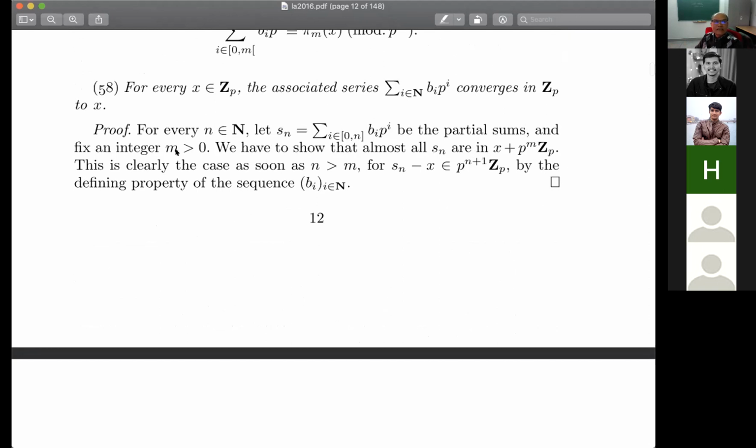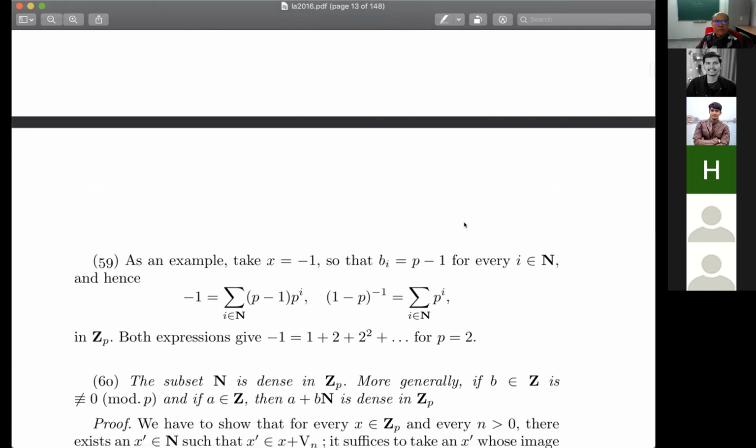So you have these partial sums Sn, which are the sums of the first n terms in that p-adic expansion. And so we fix an integer m. So we said that these things form a fundamental system of open neighborhoods of the point x. So in order to show that these Sns tend to x, I have to show that no matter which m is given to me, almost all Sns are in this neighborhood of x. So here is the proof. You just take n to be greater than m, then Sn minus x is in this, and therefore you have what is required, that Sn is in this open neighborhood.